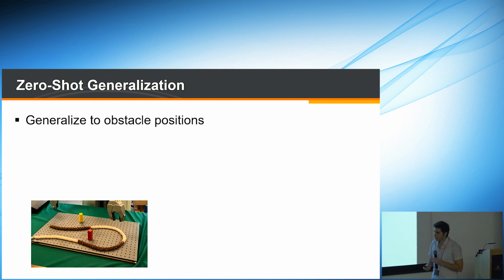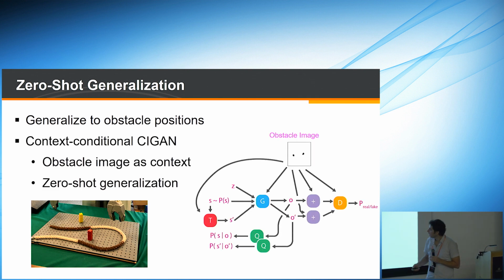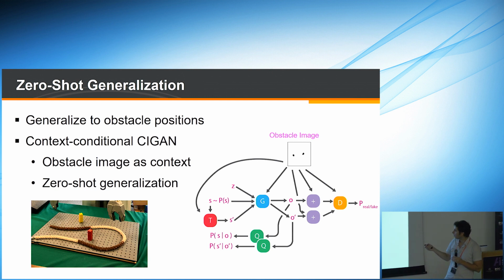For handling the obstacles, we wanted to show that this can generalize in a zero-shot sense. That means that we train on some obstacle positions, but now we see different obstacle positions, and we want to generate plans that take that into account. This was actually pretty simple. We just needed to add another context to our causal InfoGAN model. Here, the context is the image of where the obstacles are. And now all the generations need to take this image into account.